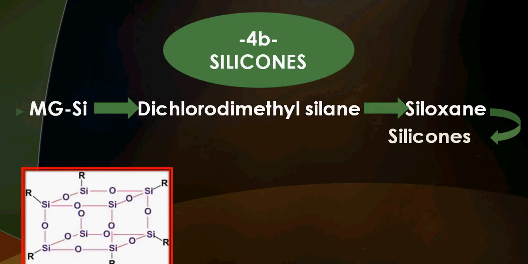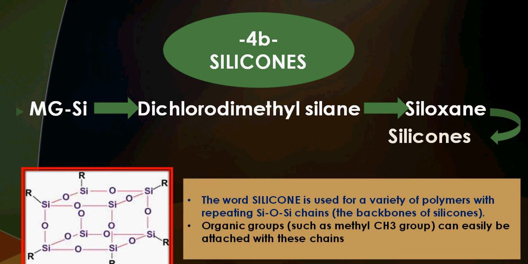Let's see. Silicones. It's a long, lengthy topic. I will discuss it very briefly. So, metallurgical grade silicon is converted into dichlorodimethylsilane, then it is converted into siloxanes, and siloxanes are converted into silicones. The word silicone is used for a variety of polymers with repeating silicon-oxygen-silicon chain, the backbone of silicones. Organic groups such as methyl CH3 can be attached to these chains.